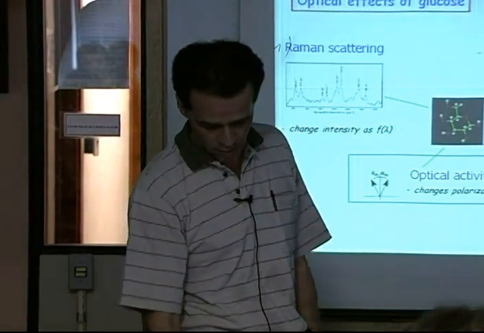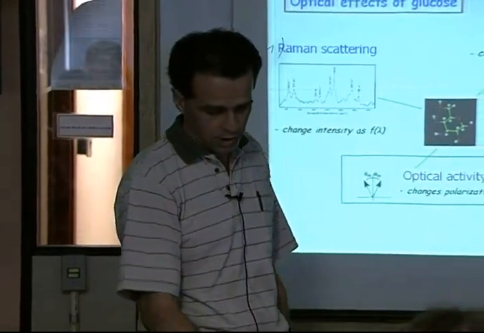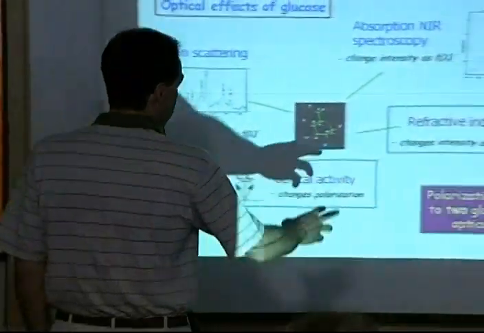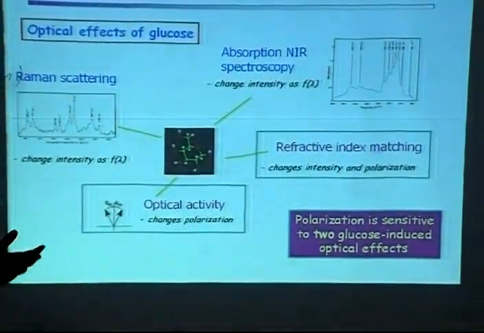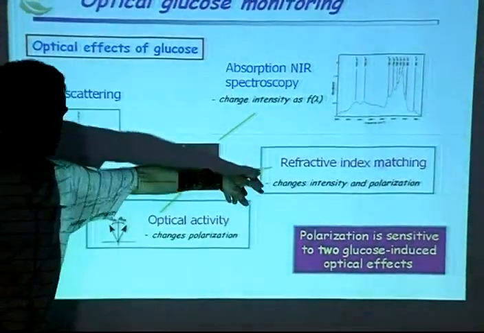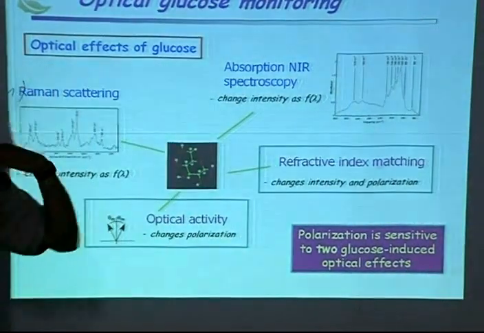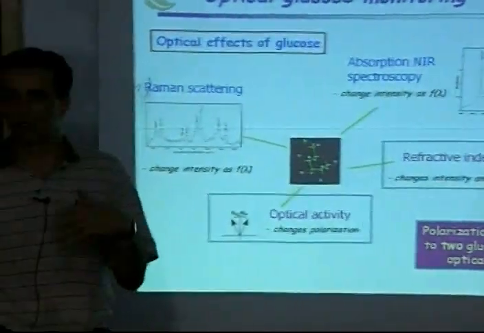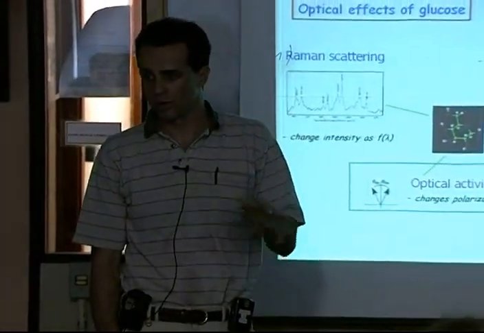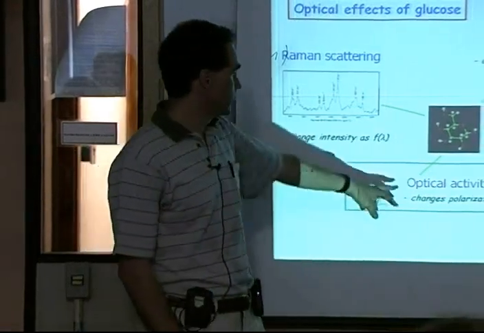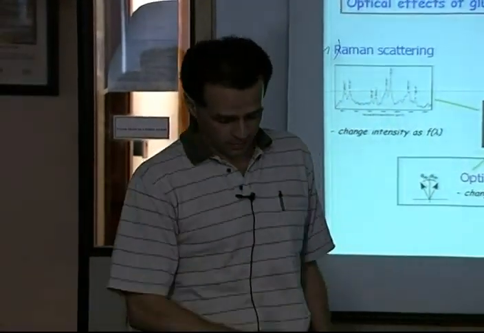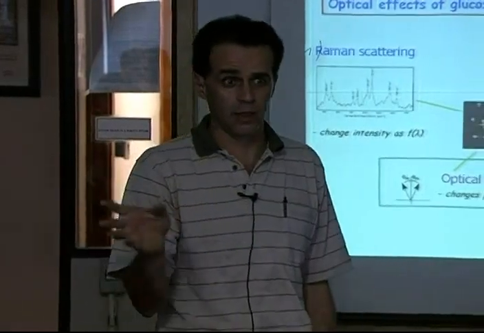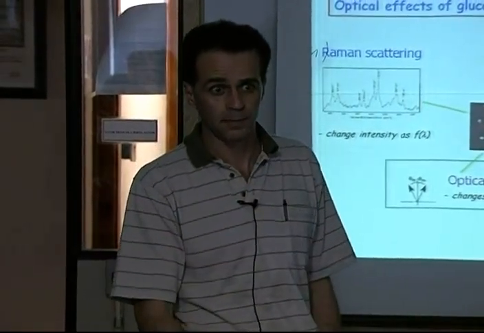So polarization specifically, which we'll be looking at, is affected, or sensitive to both of these, because this changes the path length, and therefore changes how much light is polarized or depolarized upon scattering, and also induces some optical activity. Question? No? Okay. By the way, if anyone has any questions, please go ahead.